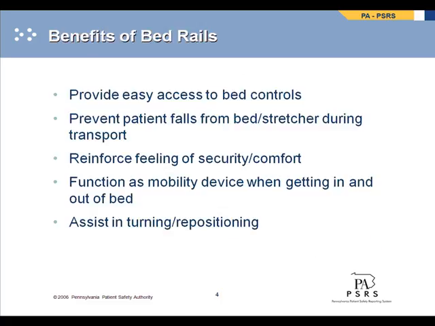In certain circumstances, bed rails can be beneficial. They can provide convenient access to bed controls, TV remotes, and call buttons. They are also useful in preventing patient falls during transport in a bed or stretcher. Some patients feel more secure and comfortable in an unfamiliar hospital bed when bed rails are raised. Patients can use bed rails to assist getting in or out of bed or to help with turning or repositioning.